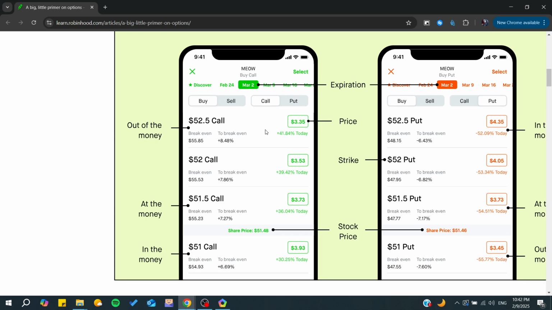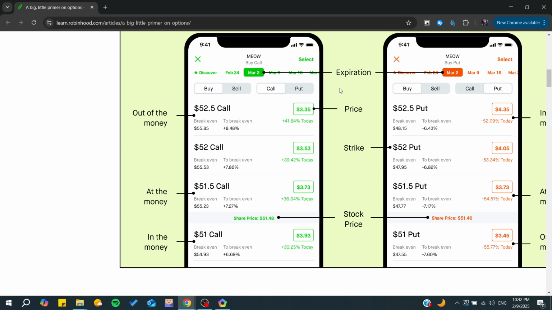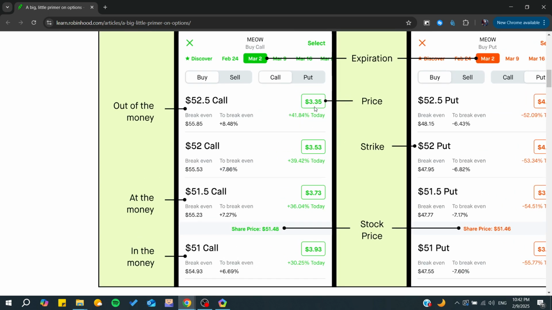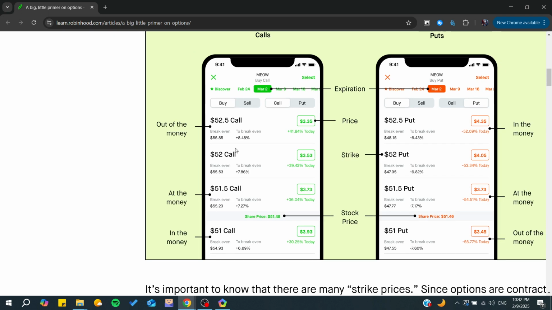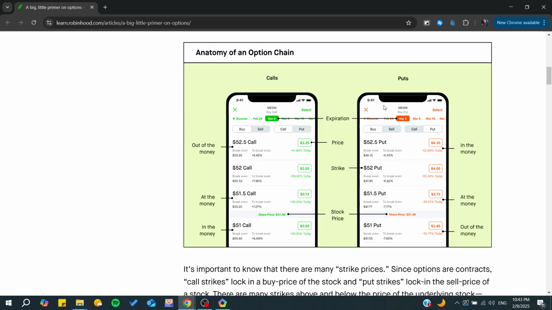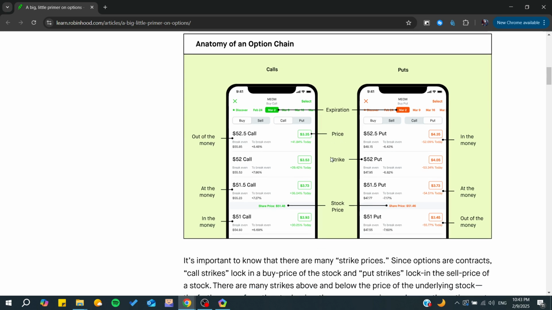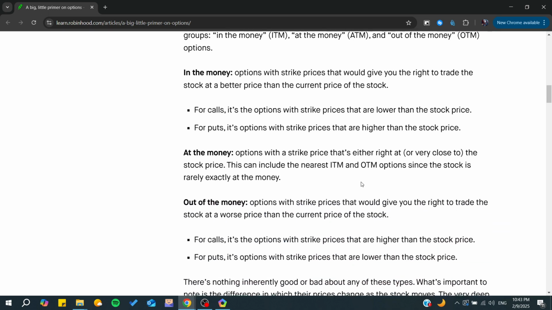Each option has an expiration date, when your contract or your option will expire. And as you can see now, this is the price of the option. There are the stock price, and the in the money and out of the money. Now we are going to look at these terms in this article to understand them more.